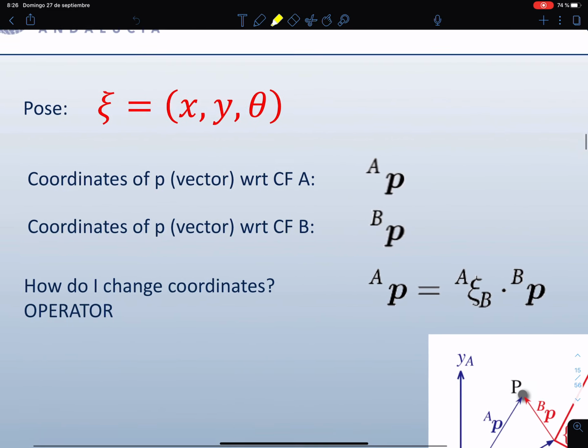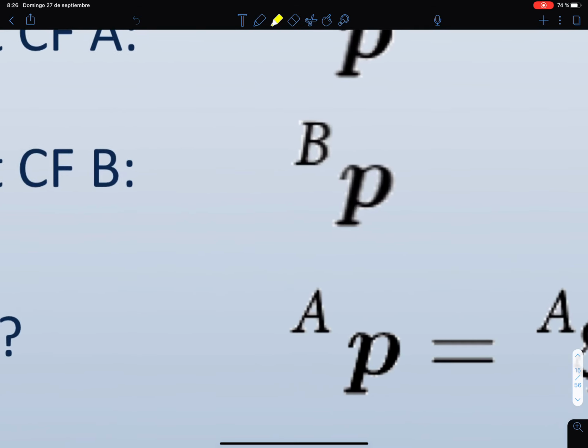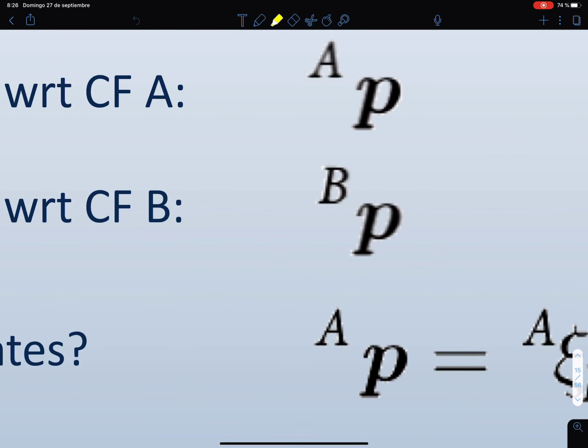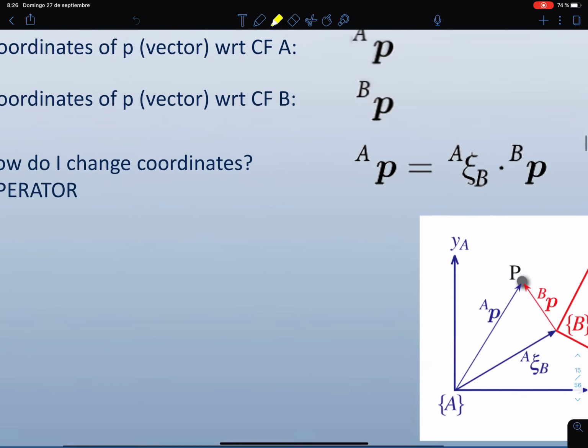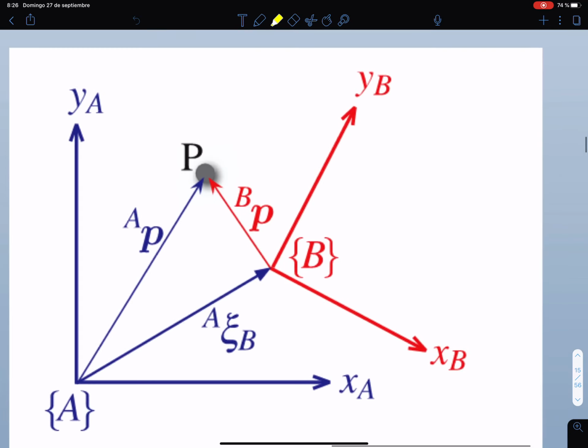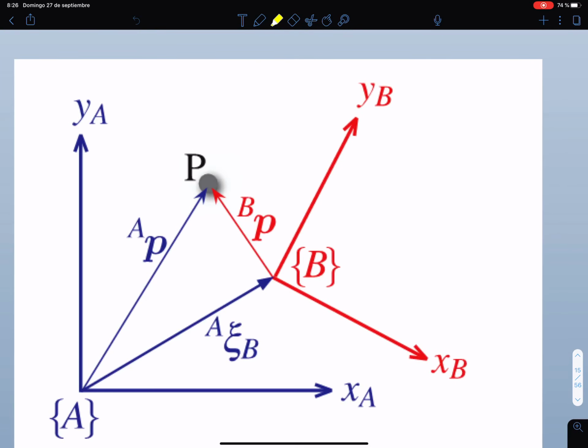Okay, so now the second expression represents just the coordinates of some vector P in reference frame B. Reference frames A and B apply differently to each example. Just think of two reference frames and observe that the coordinates of the vector that goes to point P are different if they are referred to frame B or if they are referred to frame A.